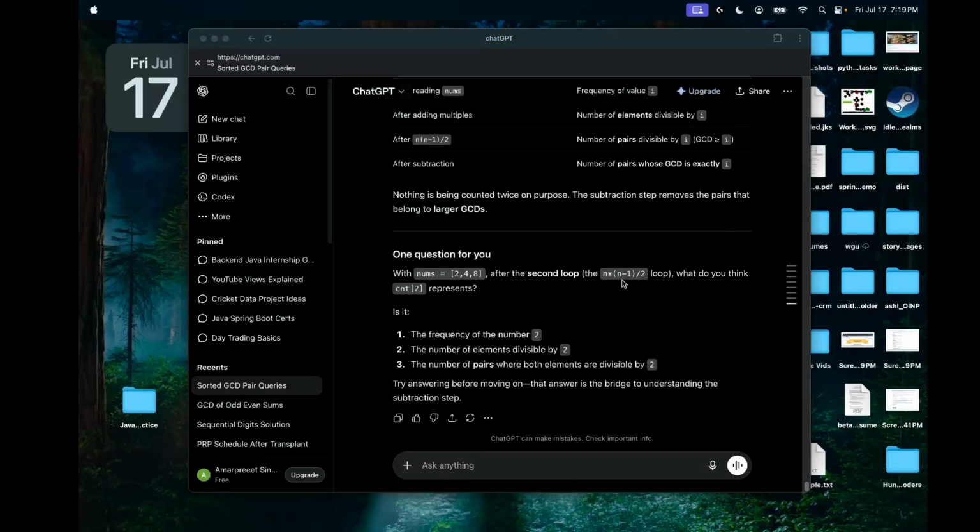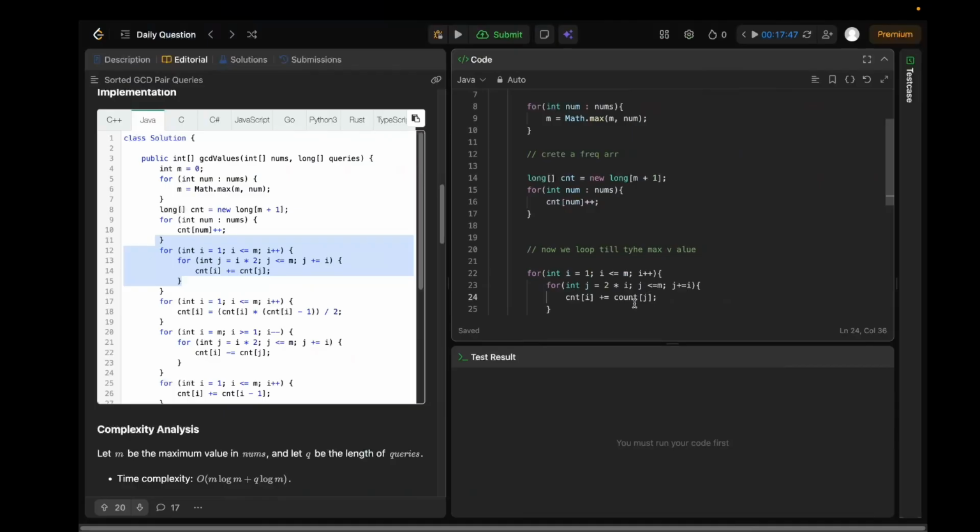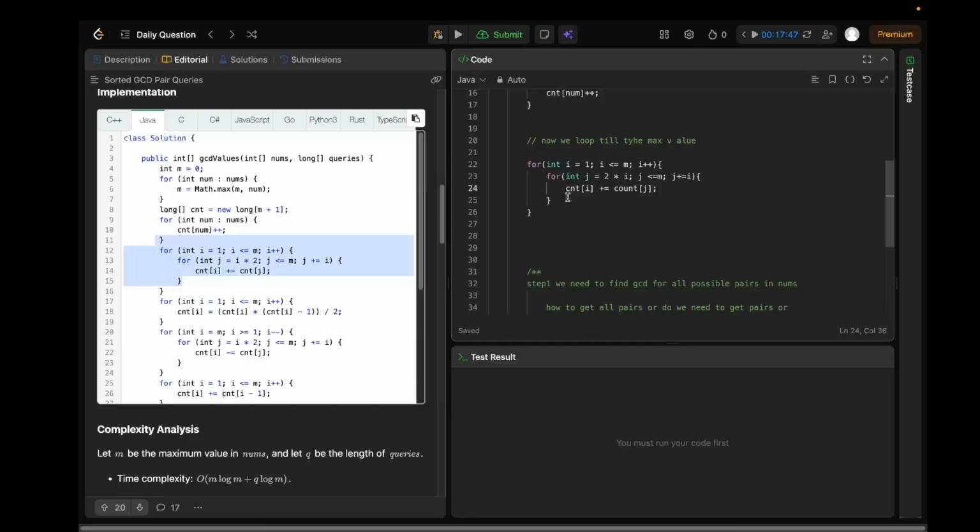Okay, so what's happening next is, here we got the number of elements, now the number of pairs, right? How do we get the number of pairs? So we loop for integer i = 1; i <= m; i++. So what do I have to do?